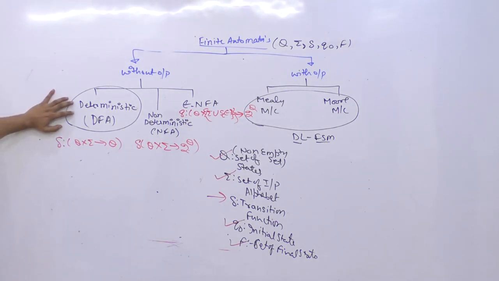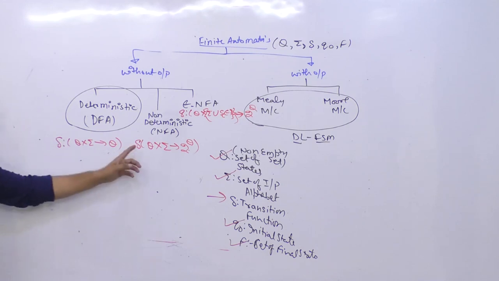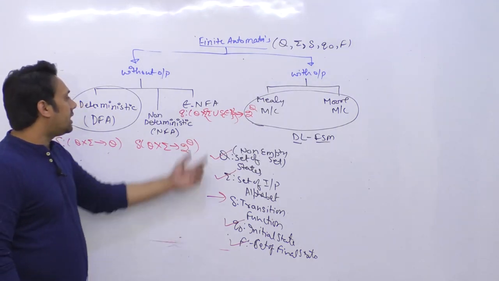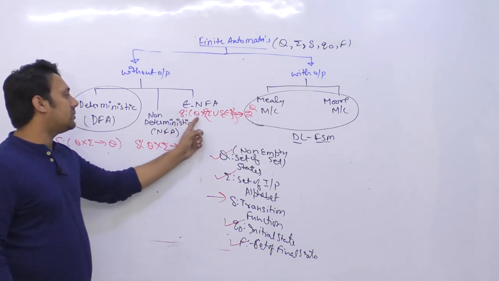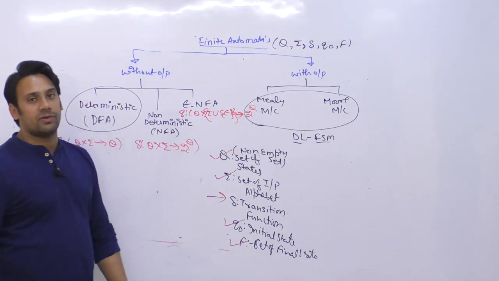तो सबसे पहले आपके पास है deterministic finite automatas और DFAs. तो DFAs में आपके पास है Q cross summation takes us to Q states. Here delta is Q cross summation takes us to 2 raised to power Q states. And in epsilon NFA, delta is Q cross summation union epsilon takes us to 2 raised to power Q states.